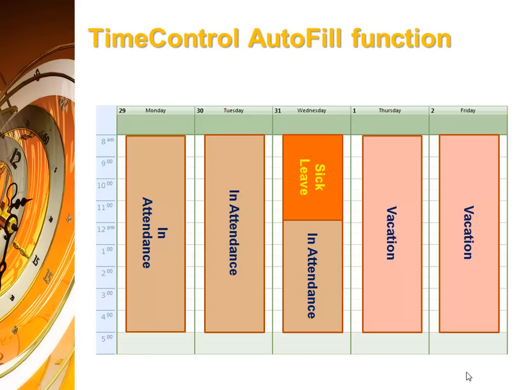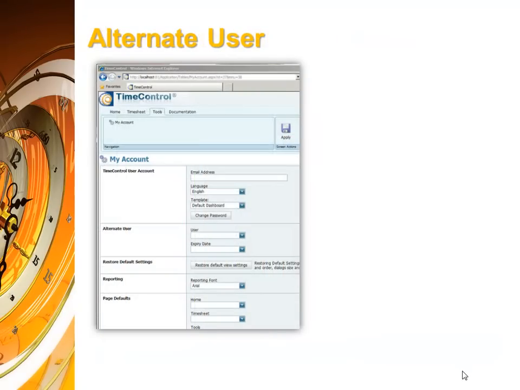So the autofill is an ability for the HR department or for someone central like an administrator to populate a timesheet for users in their absence. Now, supervisors have been thought about also in Time Control. The alternate user function allows somebody to delegate their functions to someone else while they're away.